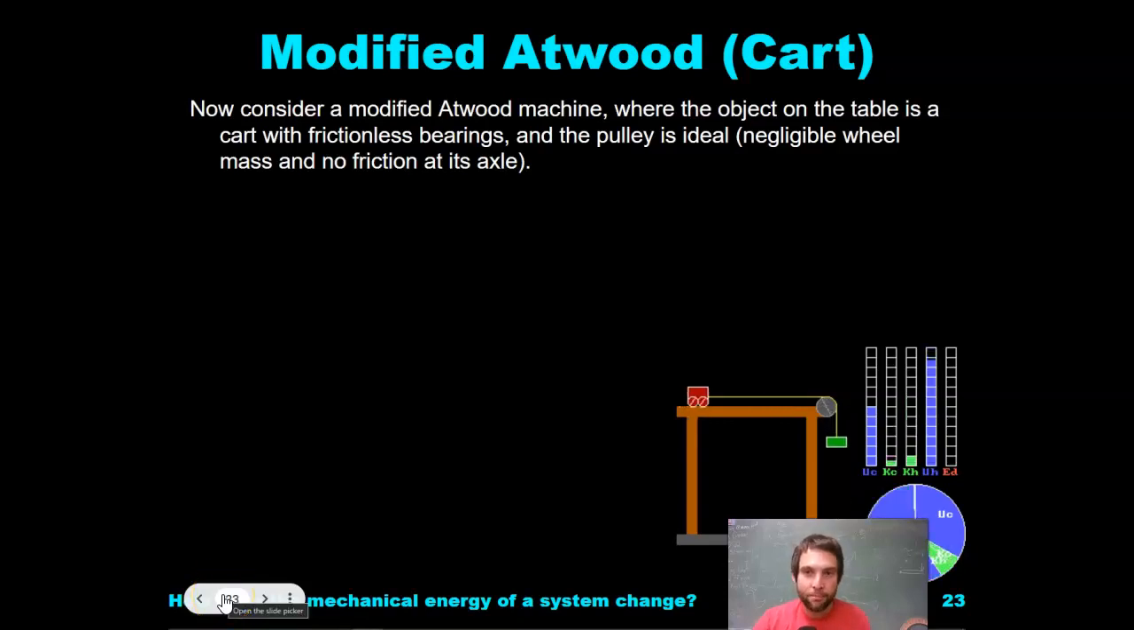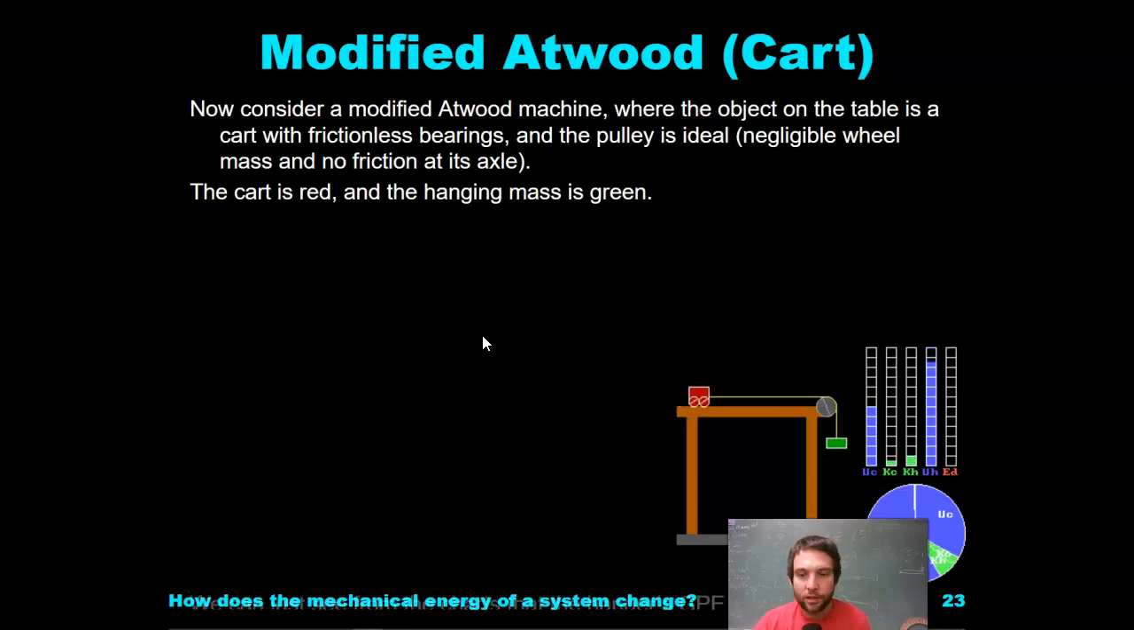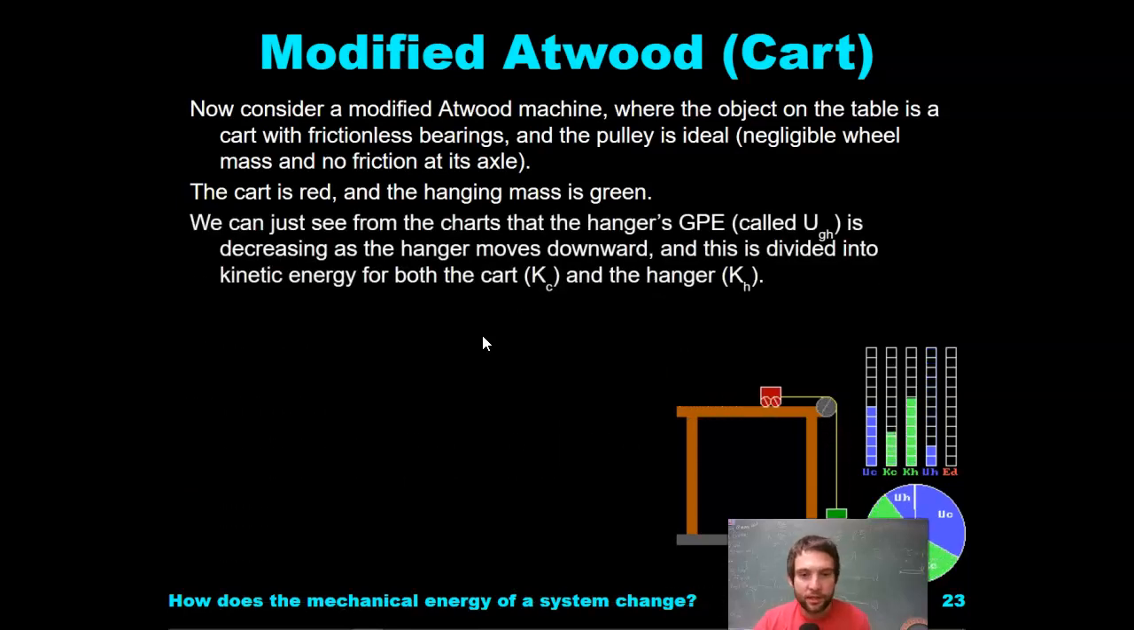All right, on to a modified Atwood machine with a cart. So the cart has frictionless bearings and the pulley is ideal. So remember, ideal pulleys mean negligible mass and no friction at the axle. We can see in the charts that the hanger's gravitational potential energy is decreasing as the hanger moves downward.